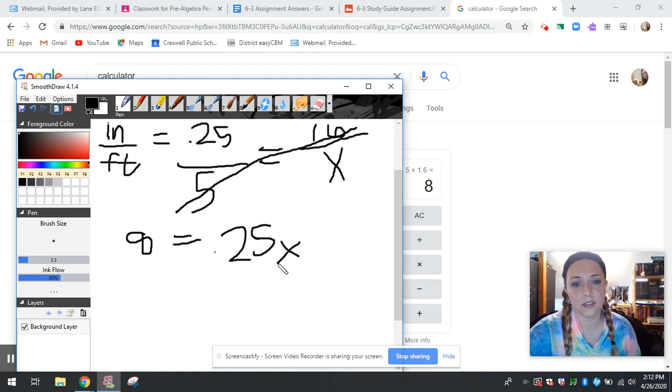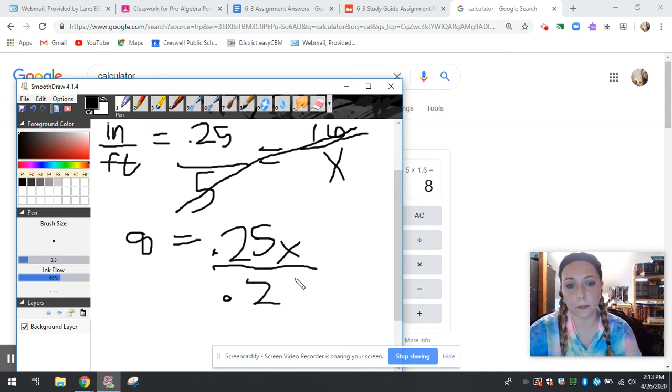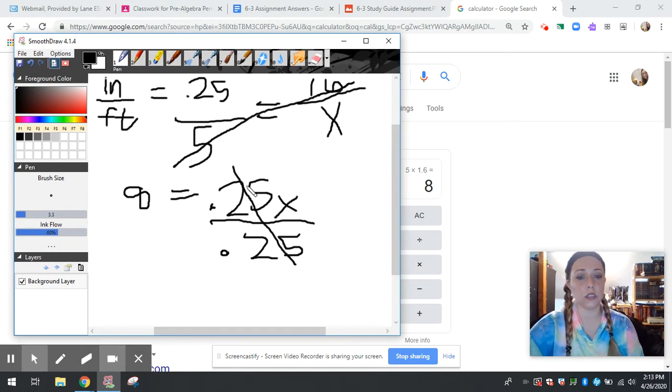Times x. Okay. The next step is to divide by that 0.25 because we always want to get the variable by itself, meaning alone on one side of the equals sign. Since they're connected by multiplication, I undo multiplication by dividing. So I'm going to divide 0.25 times x by 0.25. Now what this does is it gets me x by itself because 0.25 divided by 0.25 is 1. And 1 times x is x. So what you're really doing is just kind of canceling that out on that side. So what's left on this side is x.